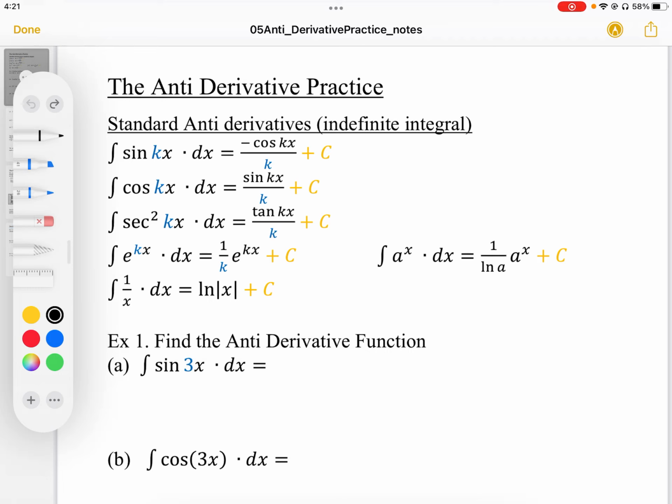The other thing is this horizontal compression of k. Now, if you recall, when we differentiate the horizontal compression k, we have to multiply by k to account for that. When we anti-differentiate the horizontal compression k, we have to divide by k to account for that.